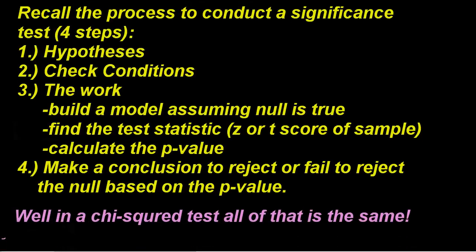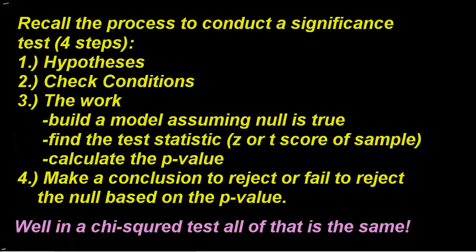Alright, so recall the process to conduct a significance test. Now I want to teach you that a chi-squared test is new, but a significance test is not new. We already know the 4 steps to conduct a significance test. Step 1 is the hypotheses. Step 2 is to check the conditions. Step 3 is the work. Remember, you got to build a model assuming the null is true. You then find your test statistic, which we've traditionally been using a z or a t-score. And then you use that z-score or t-score to calculate your p-value. And then you make a conclusion to reject or fail to reject the null based on the p-value.